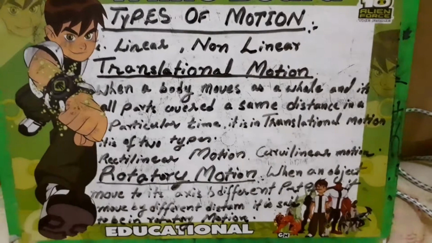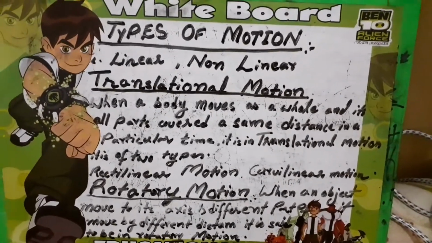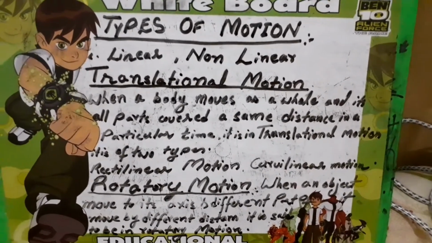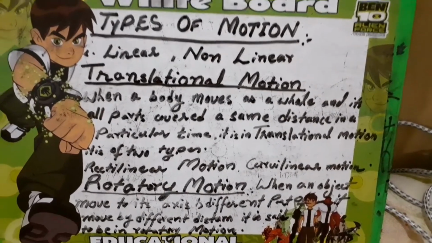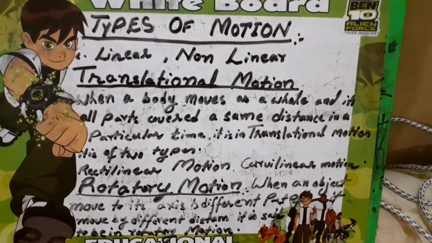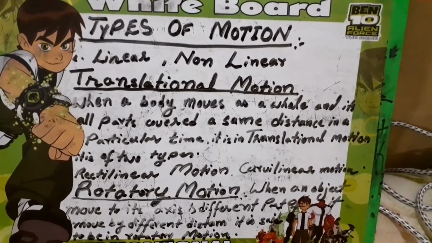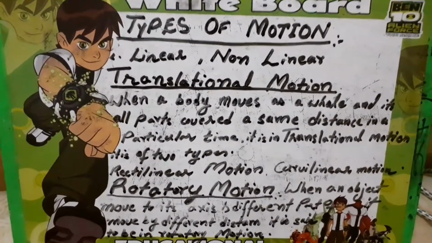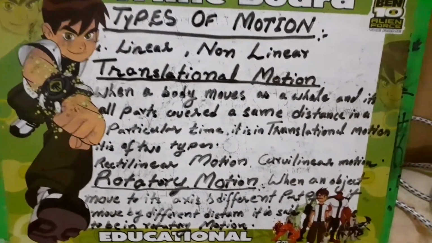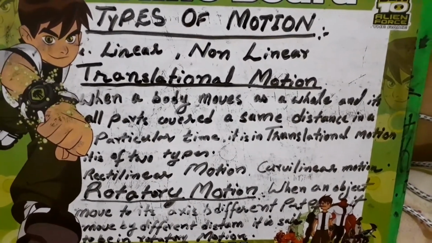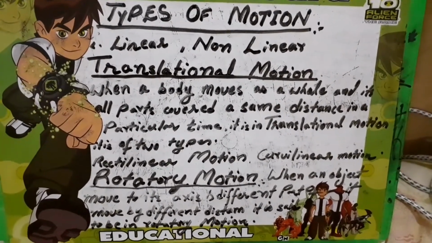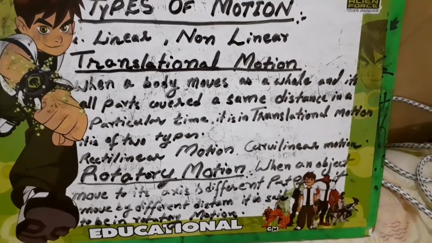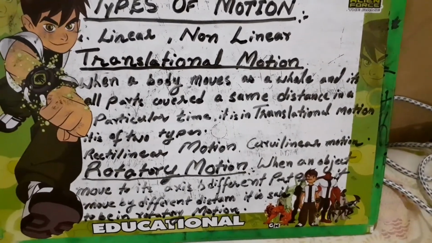There is also another type of motion, translational motion. A translational motion is a motion in which a body moves as a whole. The whole body moves, and all its parts move along some path and cover the same distance in a given interval of time. Then the body is said to be in translational motion.